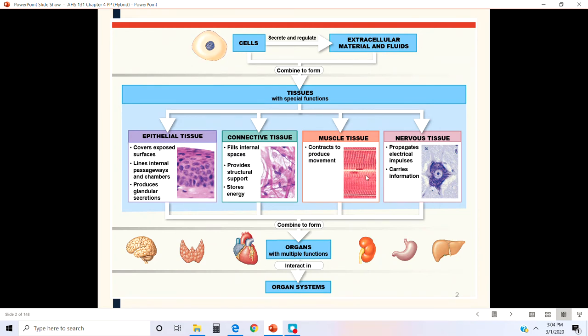These four tissue types now combine to form our organs, right? Most organs have at least two tissue types. Things like the heart, here's a gland, the thyroid gland, the brain, the kidneys, the stomach, the liver, that type of thing. And then the organs, they come together as a review to form our organ systems, right? Remember, we have 11 organ systems. Then these 11 organ systems come together to form the organism.